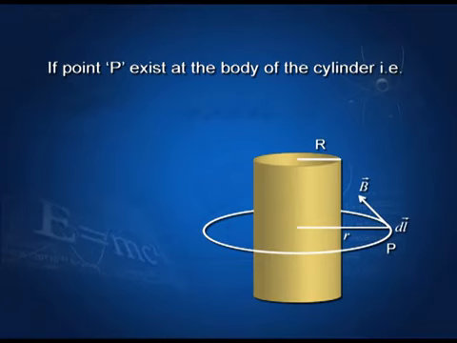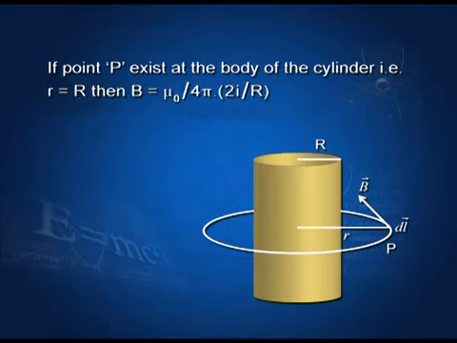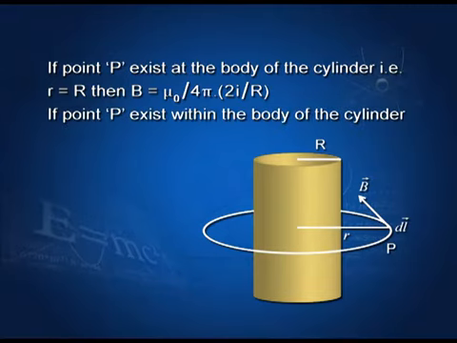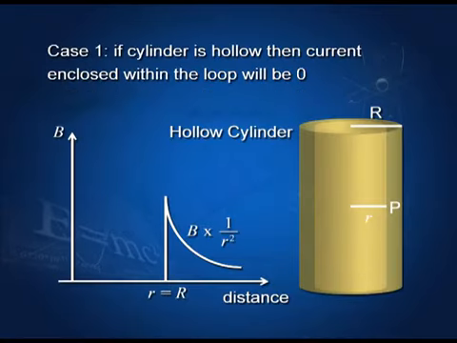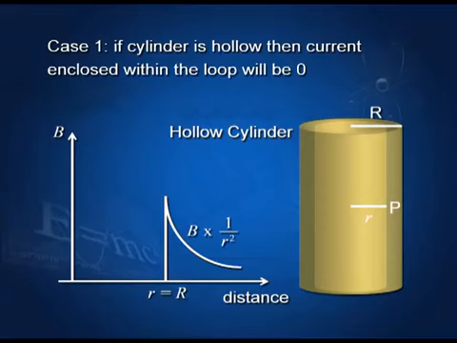If the point P exists at the surface of the cylinder, that means small r equals capital R, then B equals mu naught upon 4 pi, 2I upon r. If the point P exists within the body of the cylinder, that is small r is less than capital R, then there exist two situations. Let's study situation 1. If the cylinder is hollow, then the current enclosed within the loop will be 0 because the current is passing outside the body. So I equals 0, that means B, the magnetic field, will be 0.